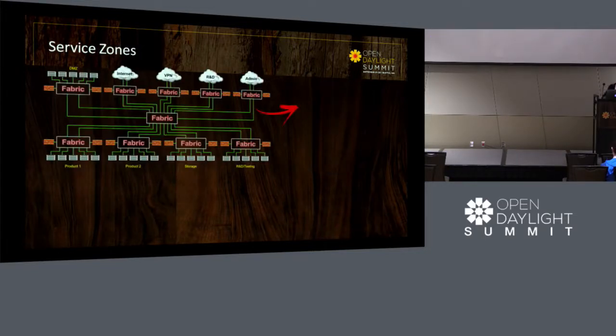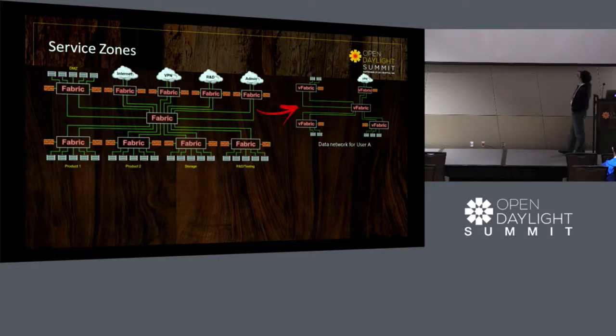For example, in here, this is a fabric. This is the whole set of resources. So I virtualize the fabric and it becomes like this. This part I give to user A. So user A can use what he can use. All right? Very easy, very clear.